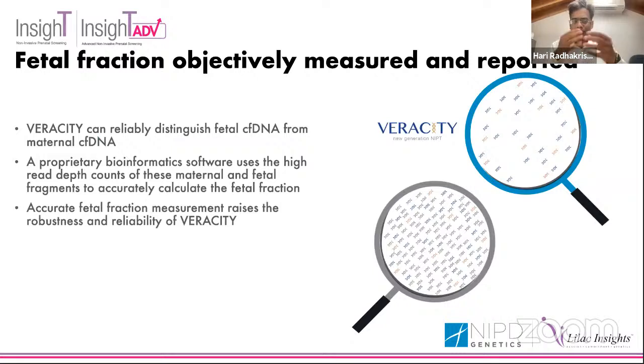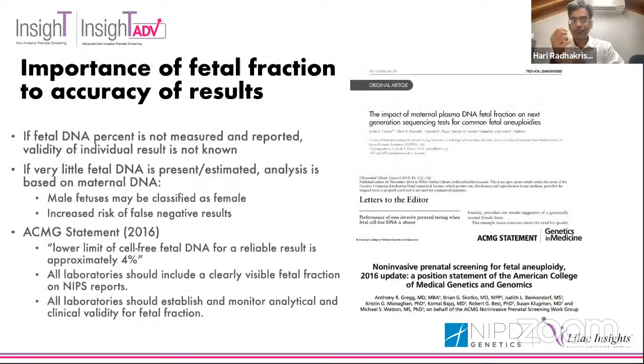The fetal fraction measurement is done using SNPs, not fragment characteristic information like it's done in whole genome sequencing. So it's actually an objective measurement, and we are able to get repeatable results from this method. And fetal fraction is extremely important to the accuracy of results. We consider accurate fetal fraction measurement to be a shield that protects us against false negative results.